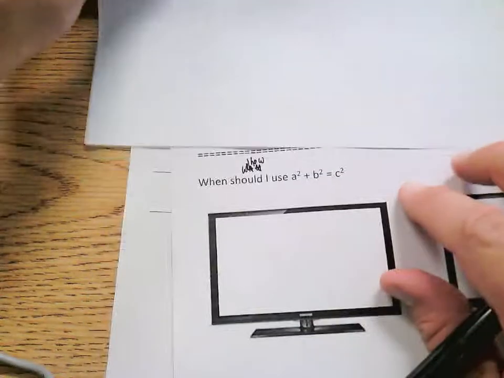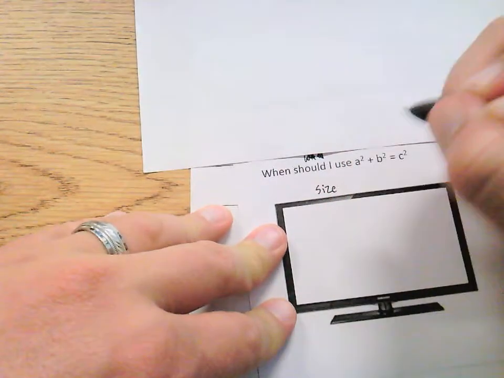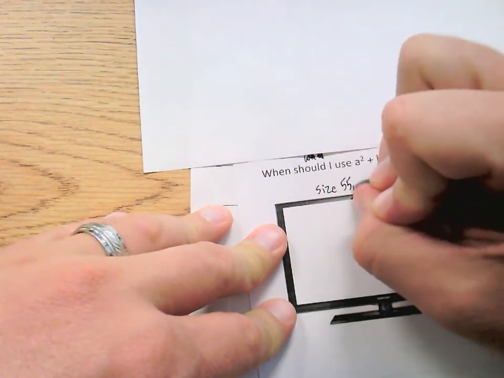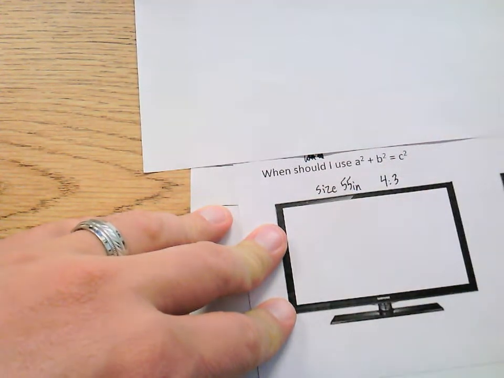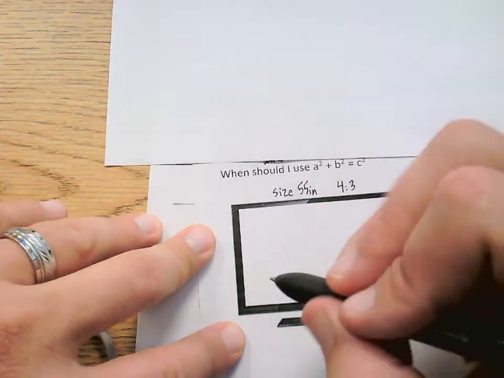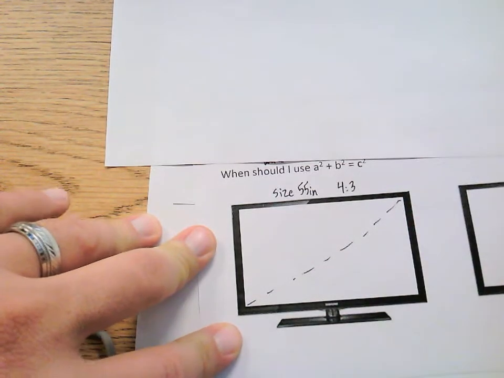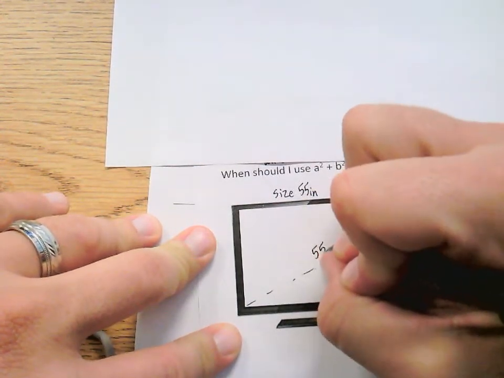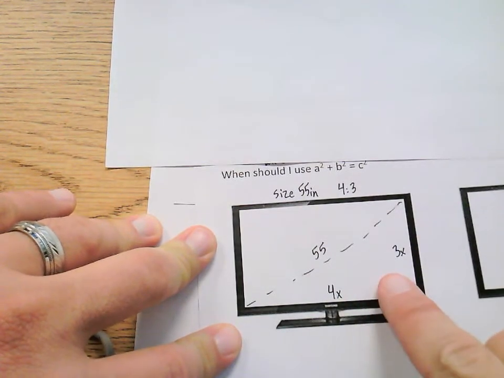Now, if the question says that the size is, I'm making this up, 55 inches with an aspect ratio of 4:3. Okay, if you're ever given that situation, then you would set it up as, here's my diagonal, this is 55, that should be 4x, that should be 3x. That's when you set that up.